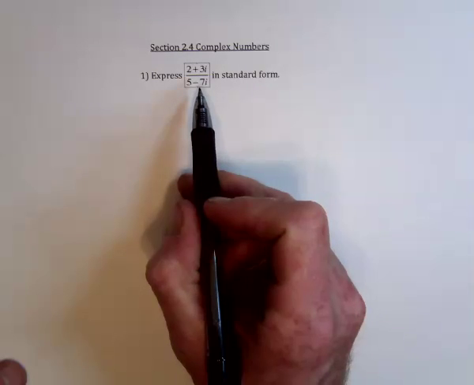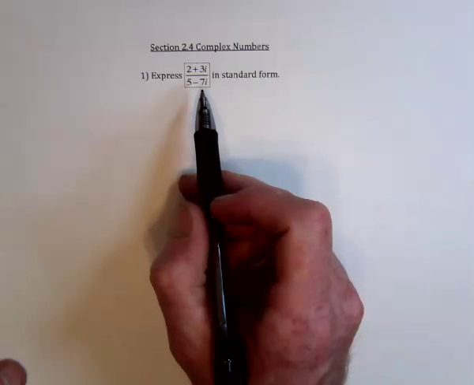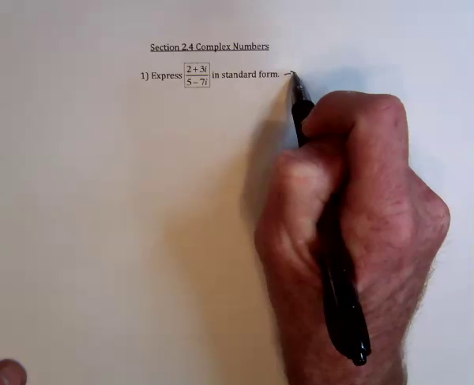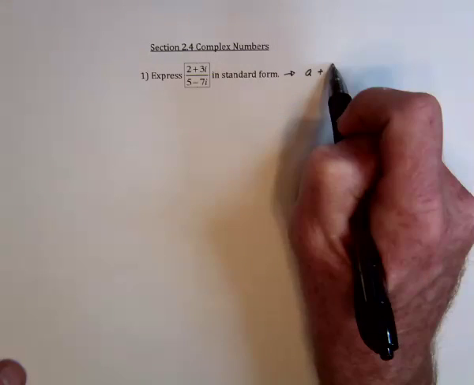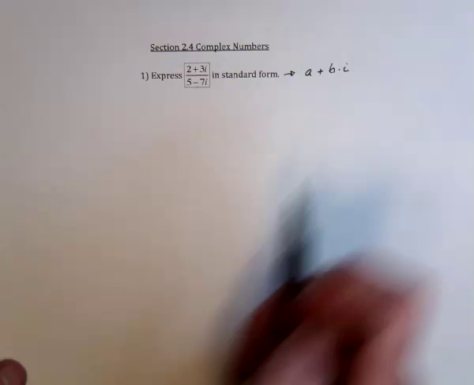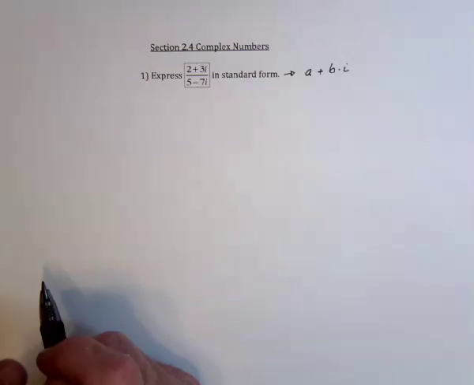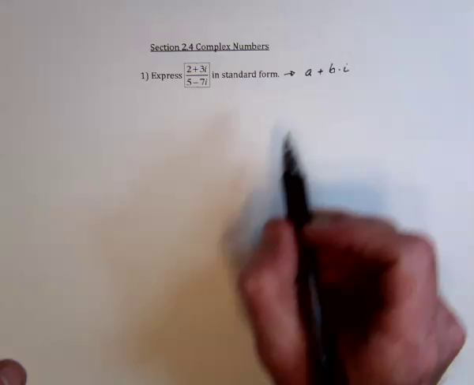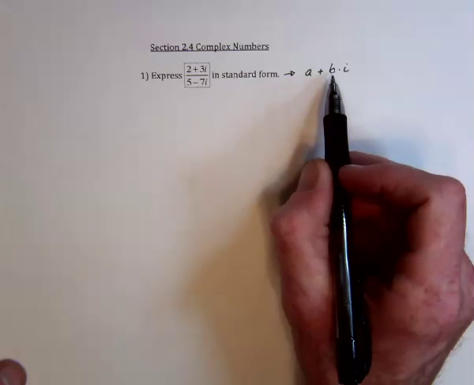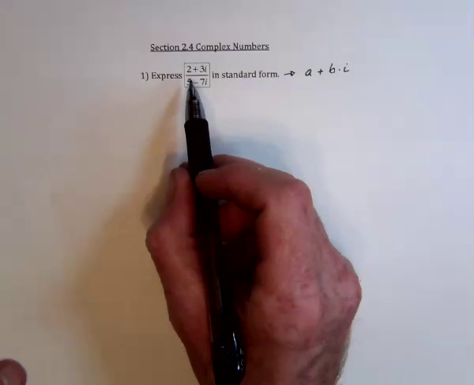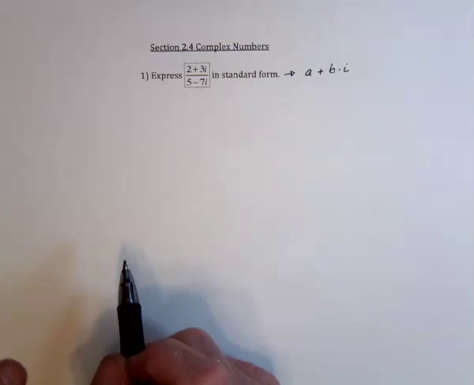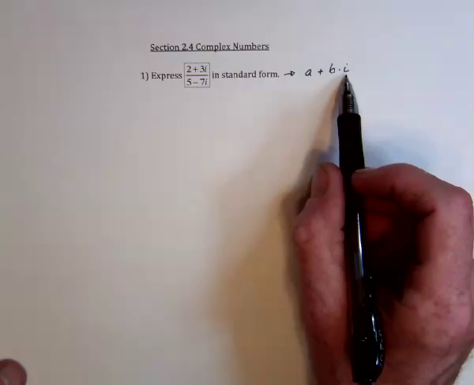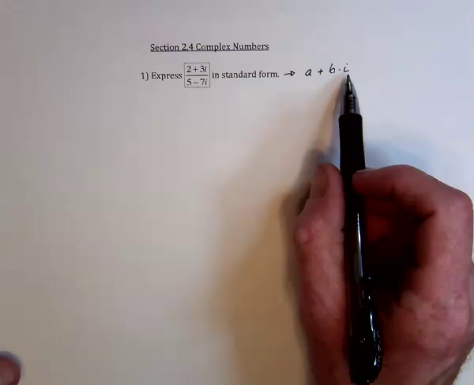Now we've got some complex or imaginary numbers. To put it in standard form means to write it in the form a, which is the real part, plus bi, or the imaginary part. And this number may be a fraction, this number may be a fraction, but you shouldn't have two complex numbers in the numerator and the denominator. Or in other words, there's just going to be one part that says i.